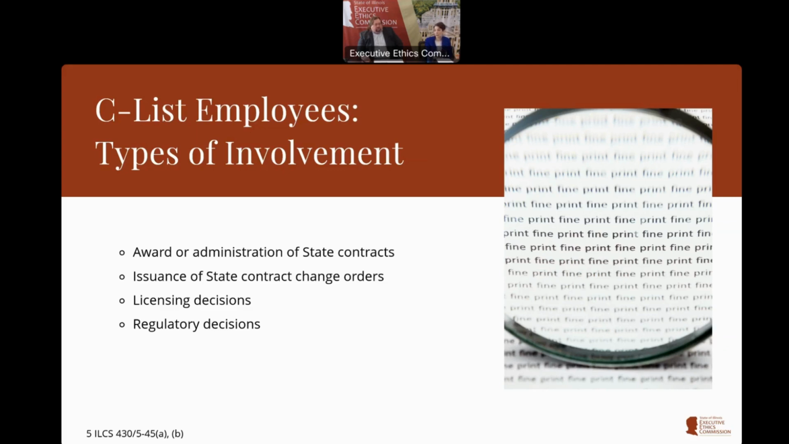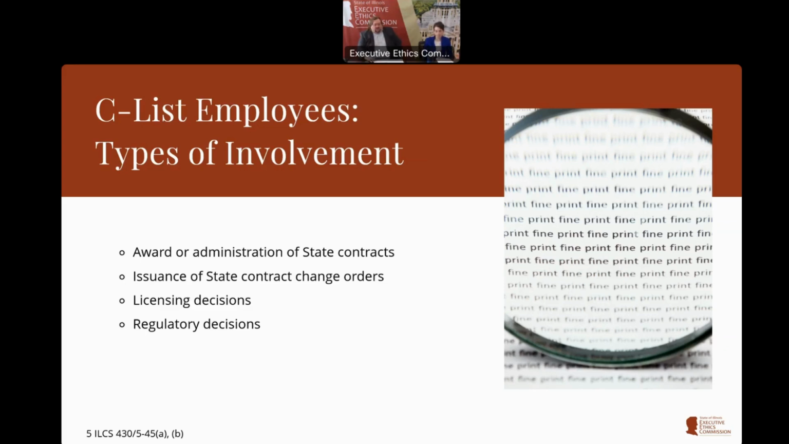And it's helpful too when somebody is promoted, because you might not start state employment as a C-list employee, but then your job duties change, you learn, you grow. Now you are in charge of those kinds of decisions. You can also go from being a C-list employee to an H-list employee. And we also have H-list designations and notifications when people step into those roles.